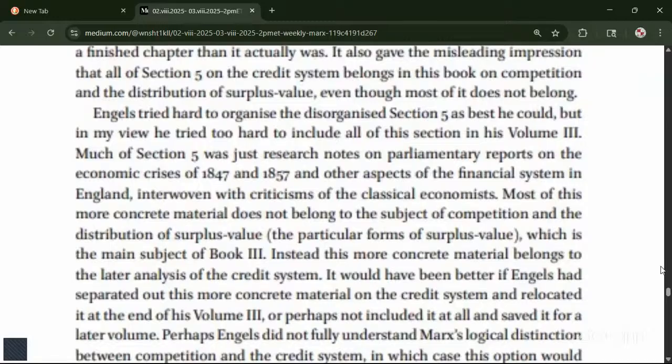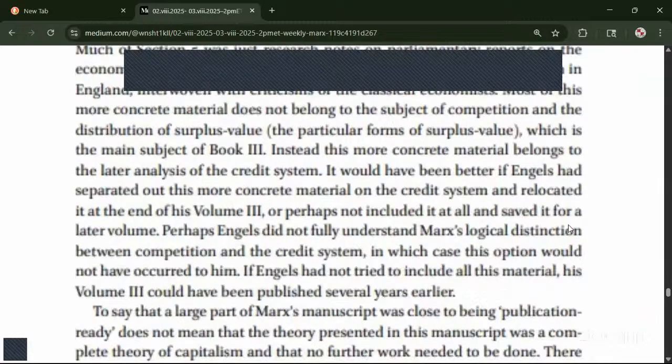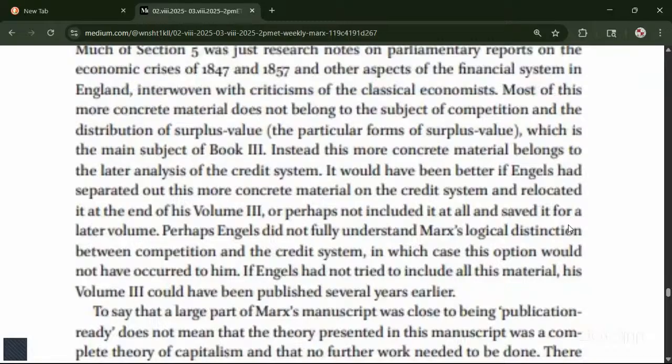Now, it would have been better if Engels had separated out this more concrete material on the credit system and relocated it to the end of his volume 3, or perhaps not included it at all and saved it for a later volume. Perhaps Engels did not fully understand Marx's logical distinction between competition and the credit system, in which case this option would not have occurred to him. If Engels had not tried to include all this material, his volume 3 could have been published several years earlier.